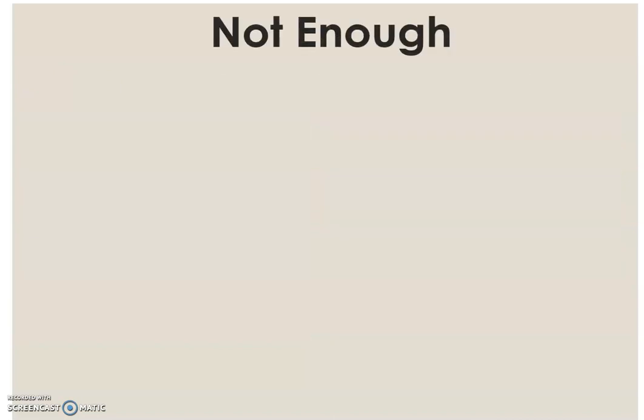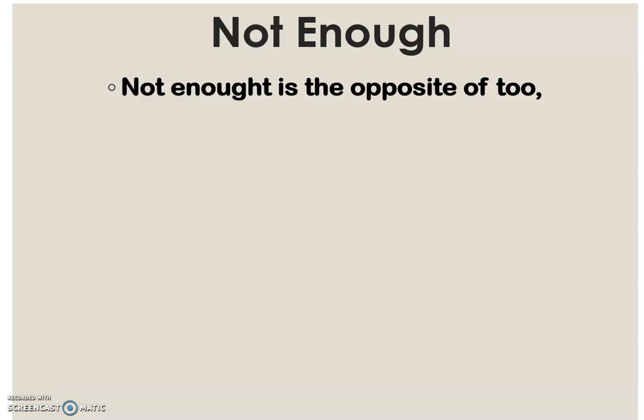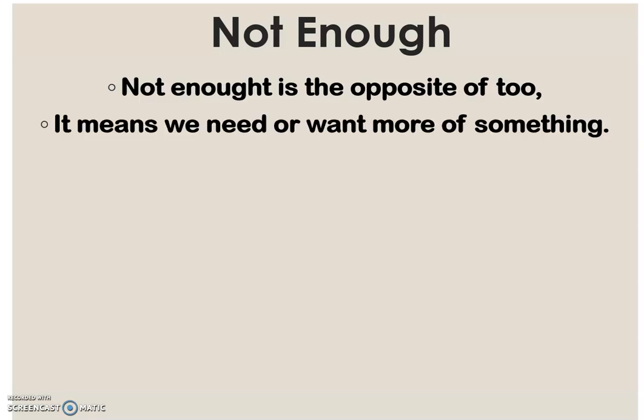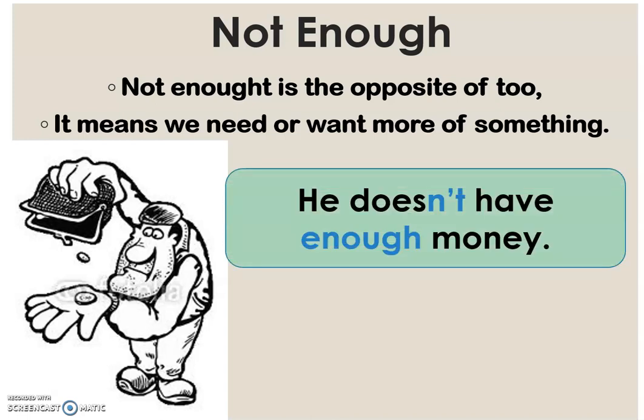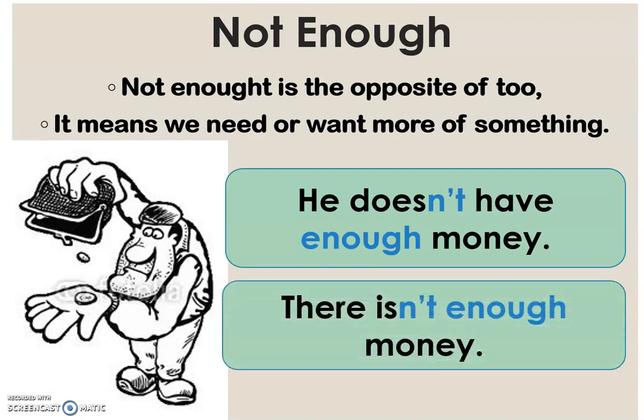Okay, moving to not enough. Not enough is the opposite of too, which means that there is a need or want for something. Like this guy over here, he needs or wants money, but there isn't much. So we can say that he doesn't have enough money, or there isn't enough money. Both are the same, both are correct.